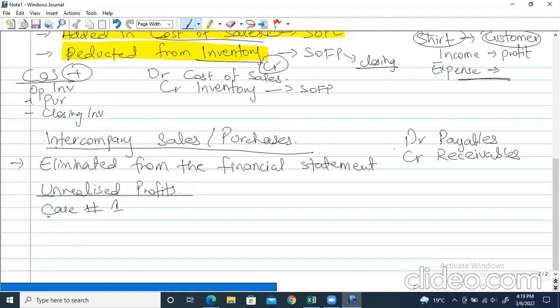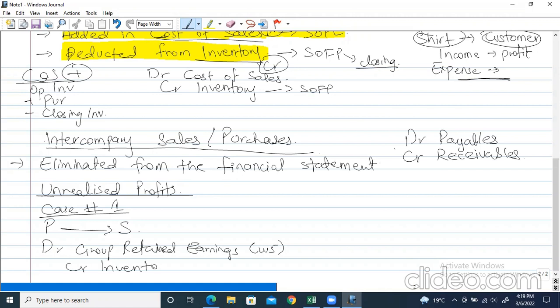Case number 1, right? So case number 1 is that if parent is selling goods to the subsidiary company, what happens is we have to debit group retained earnings, which was basically working 5, right? And credit, we have to do inventory in this case.